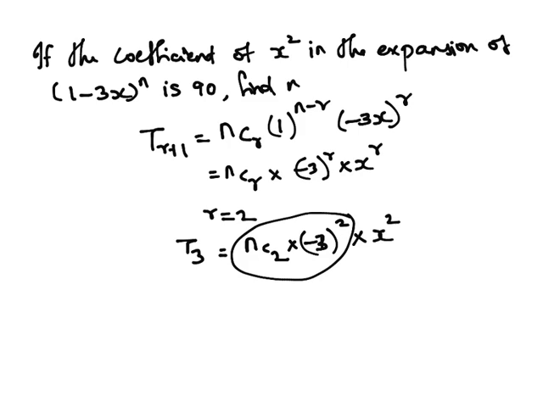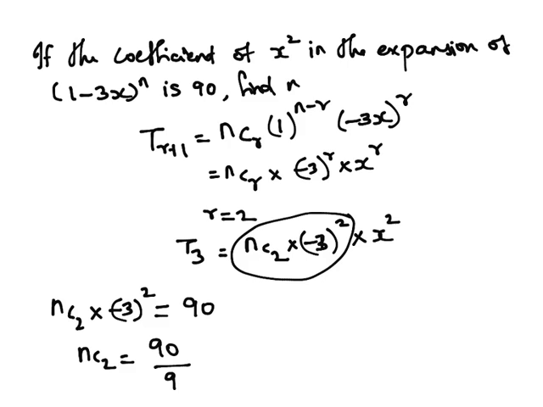So what I shall do is, given that in this particular problem nC2 multiplied with (-3) squared is actually 90, which is nothing but nC2 equal to 90 by 9, since (-3) squared is 9. So 90 by 9 equals 10. nC2 is nothing but 10.